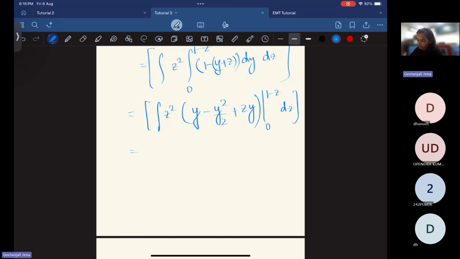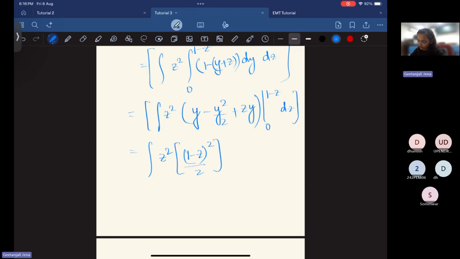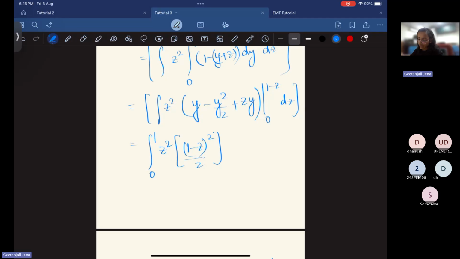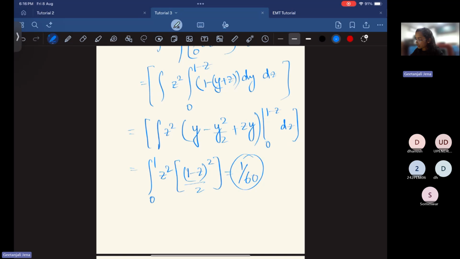So just solve it. You will get z squared. Just put in the limits. You will get (1 − z) squared. Overall, you will get (1 − z) squared by 2. The limit for z is from 0 to 1, so z varies from 0 to 1. This equation is easy to solve. You will get 1 by 60 for this tetrahedron. So the volume integral will be 1 by 60.